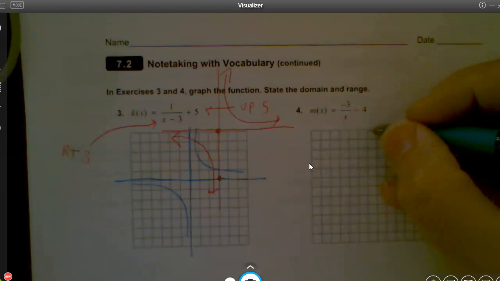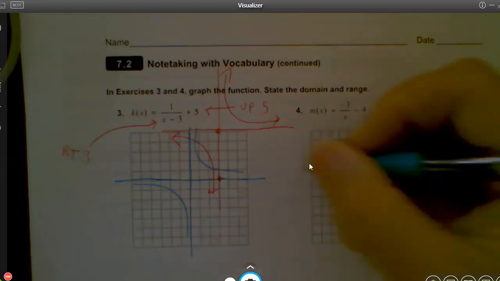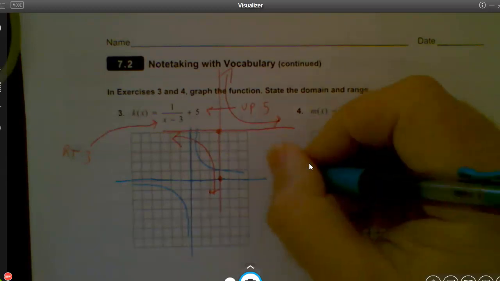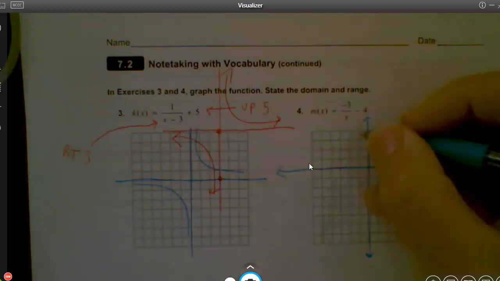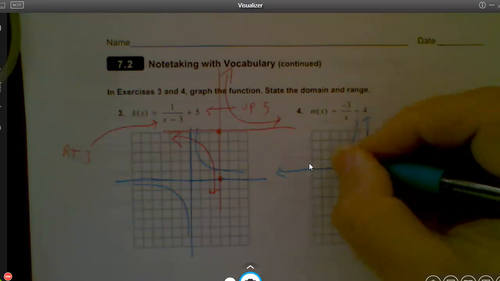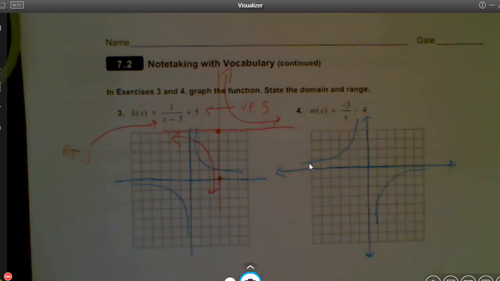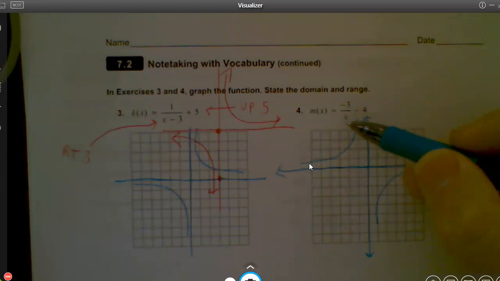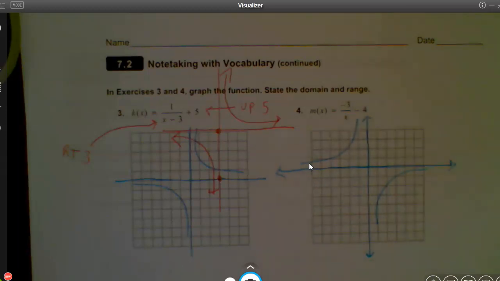Okay, and so I'm going to take this one and I'm going to start right here. So my parent function, because this is negative, is going to go right there and right there. So that's what we are starting with. Then I'm going to say, okay, well, there's nothing attached to x, so it's not going to go left or right. But what about this guy? What's that going to do to our graph?